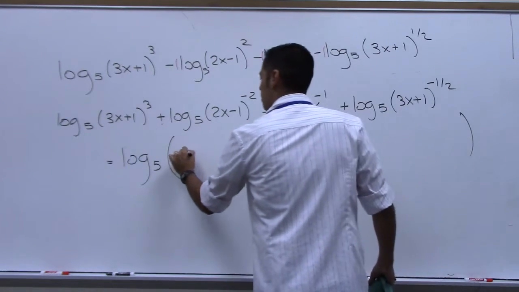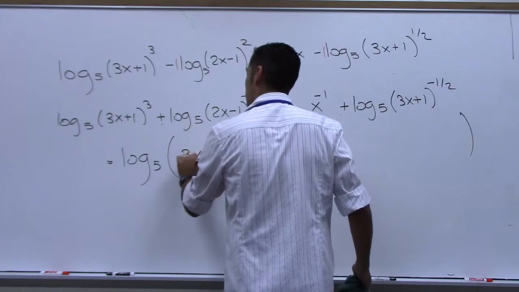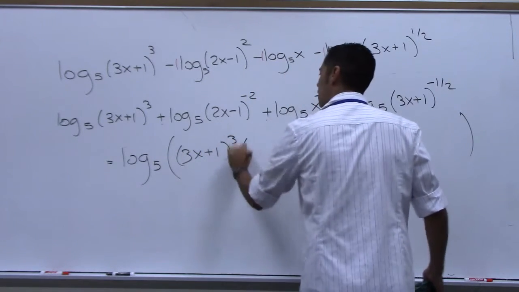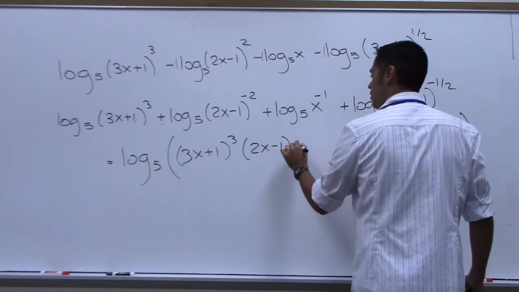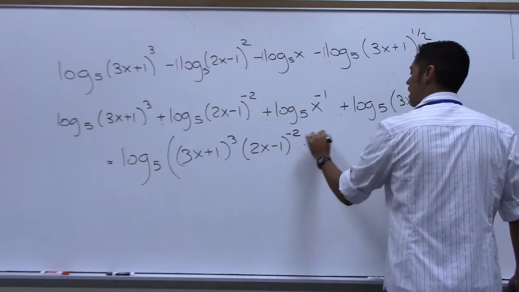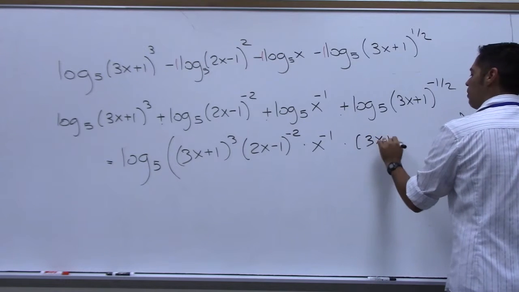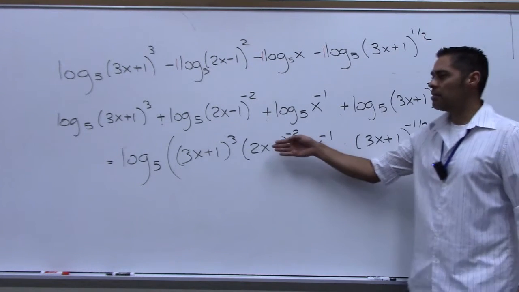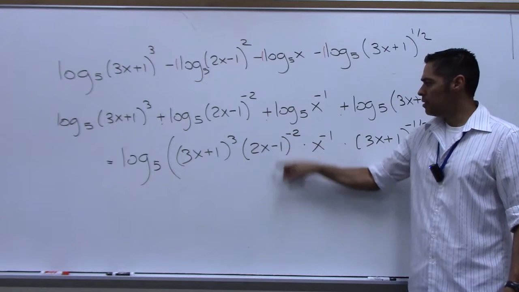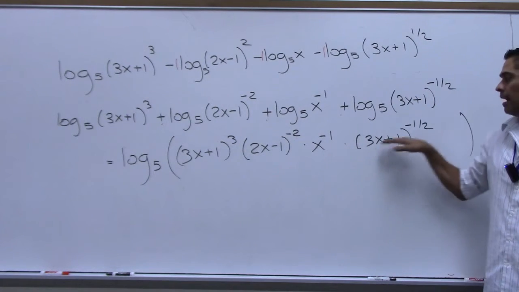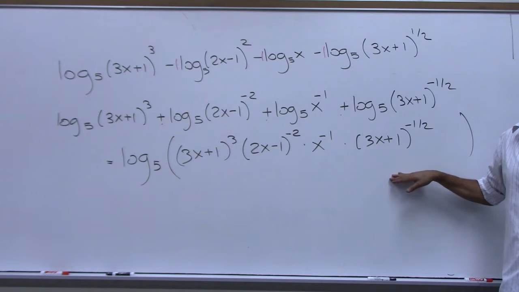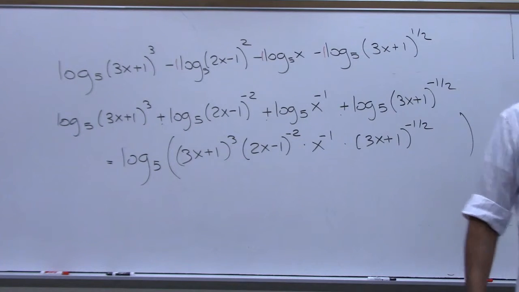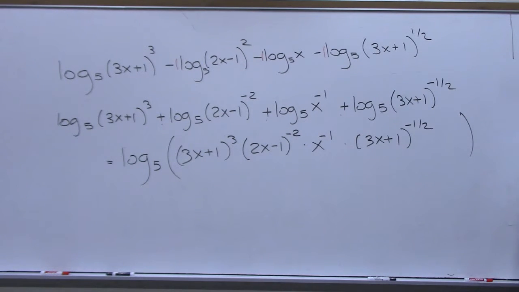So I would have 3x plus 1 to the third, 2x minus 1 to the negative 2, x to the negative 1, 3x plus 1 to the negative 1/2. Do you agree? Okay, now anytime we see negative exponents, we like to do what with them? Drop them down. So this one will drop, and that one will drop, and we'll be exactly where we were on the second to last step that we just had. So pretty much you're skipping all the way. I'm skipping all the division by changing everything over to positives.